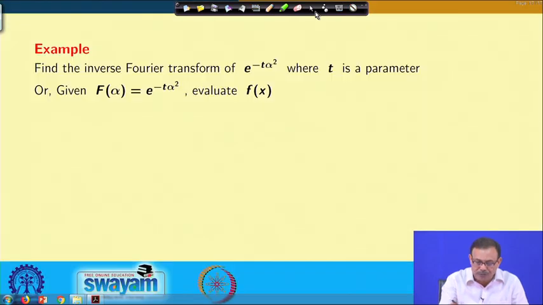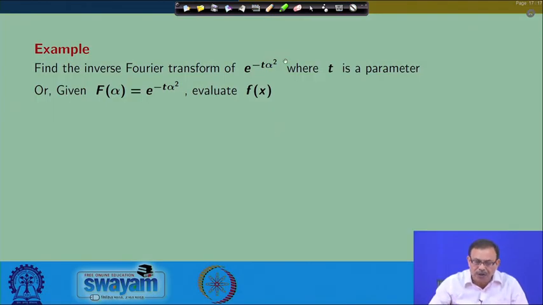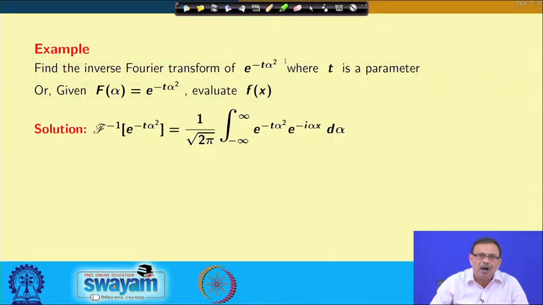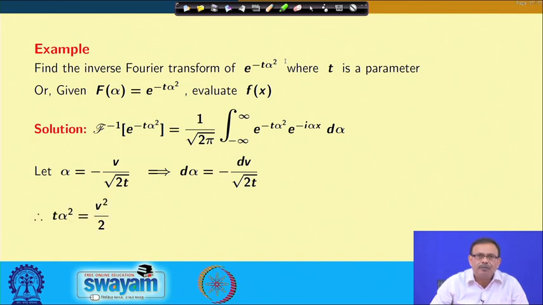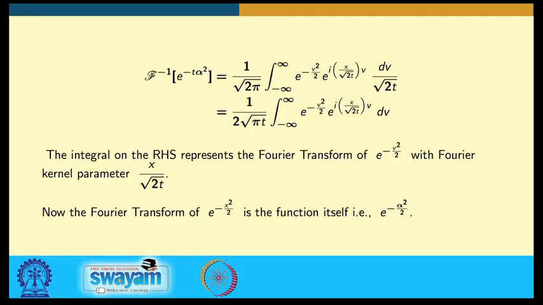So, quickly let us see. We have to find out f x. We know the Fourier transform, so using the inversion formula I am writing this, and from there I am assuming alpha equals minus v by root 2 t, so t alpha square equals v square by 4, and d alpha I can find like this. From here I am writing it as e power I into this part. As I have explained, the integral on the right hand side represents the Fourier transform of e power minus x square by 2 with Fourier kernel as x by root 2 t.